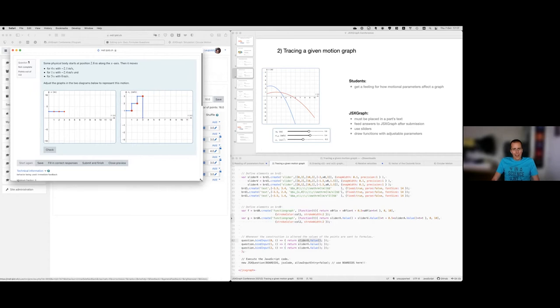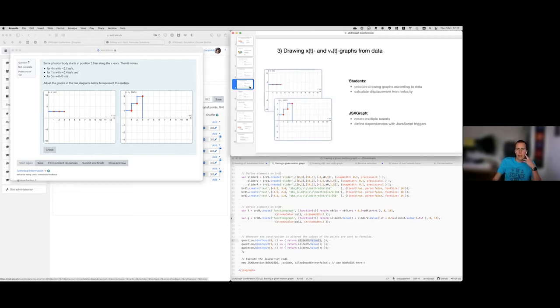So another example from kinematics. The question here is that I describe motion by giving the velocity over a certain time interval, and the students are supposed to create graphs that match that described motion. And so from their perspective, they learn and practice translating from one representation, namely the textual one, into a graphical one.